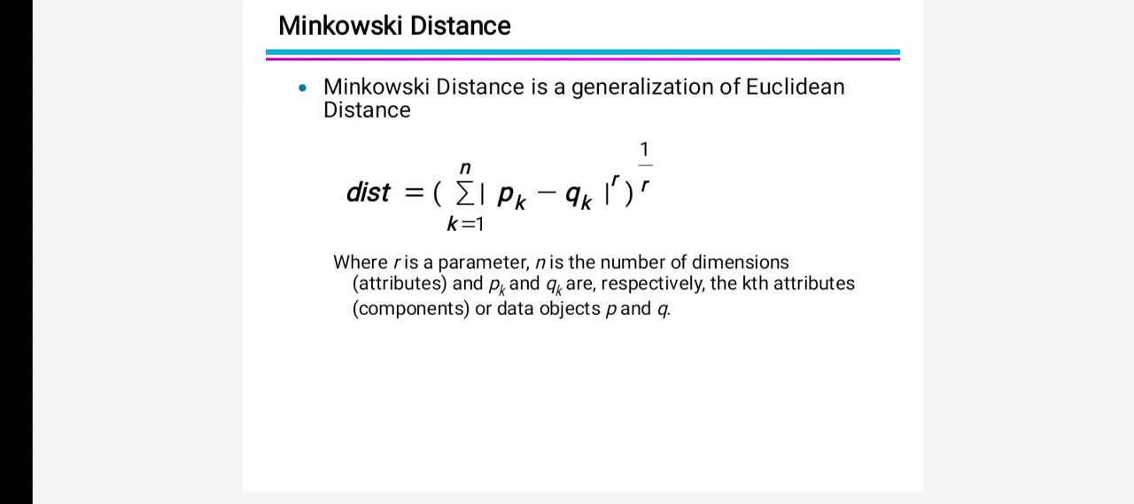Minkowski distance is a generalization of Euclidean distance, where r is a parameter, n is the number of dimensions or attributes, and pk and qk are respectively the kth attributes or components of data objects p and q.